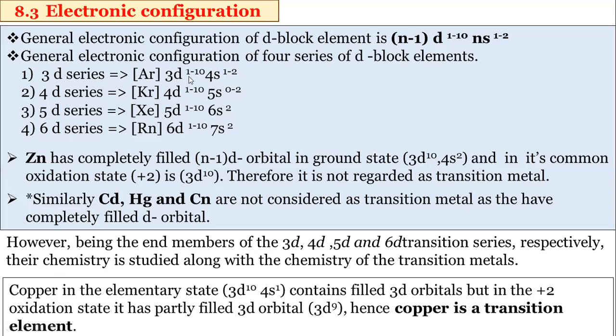With this general electronic configuration, clearly we can identify that the d orbital is progressively filled from 1 to 10, and the s orbital has 1 to 2 electrons, because the capacity of the s orbital is only 2. But in the case of the 4d series, it is shown as 5s0 to 2, because no single electron is there in the s orbital.